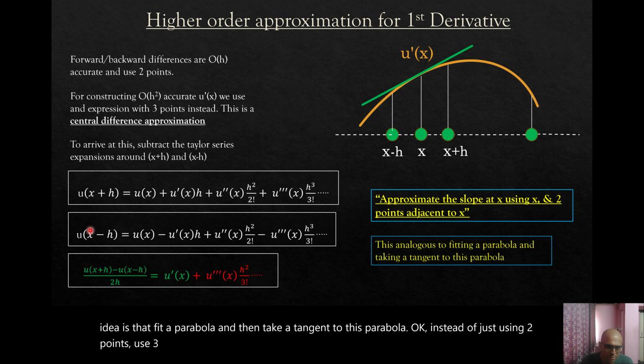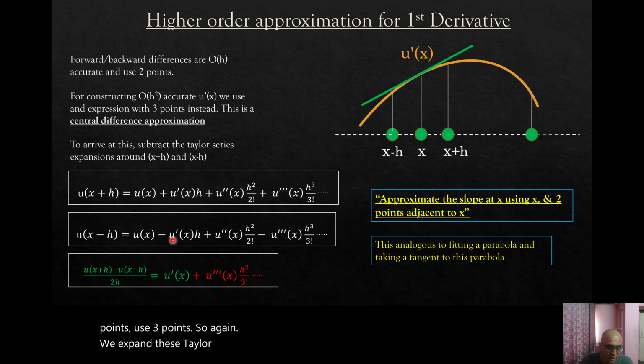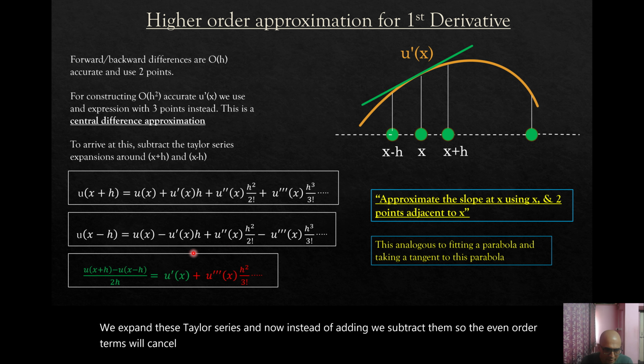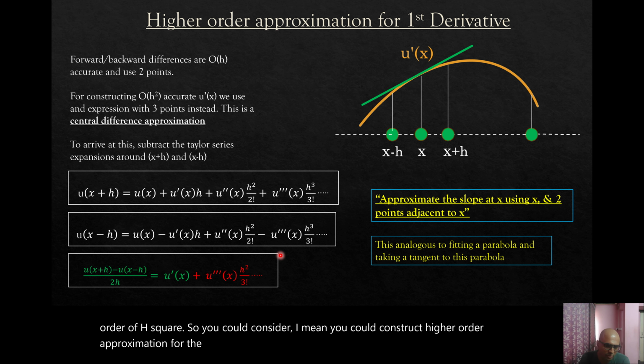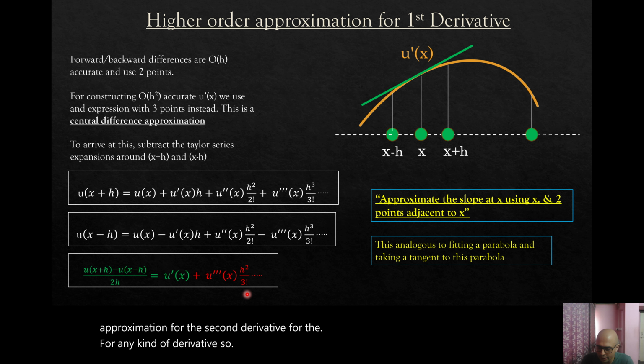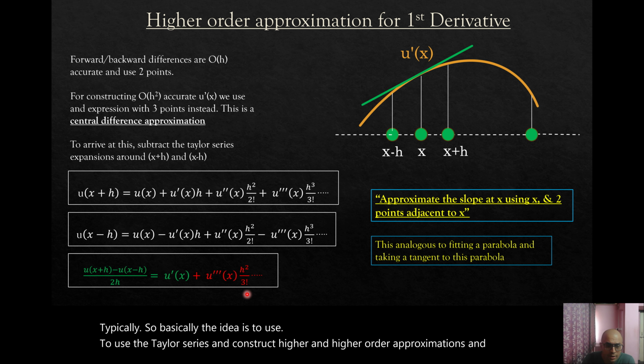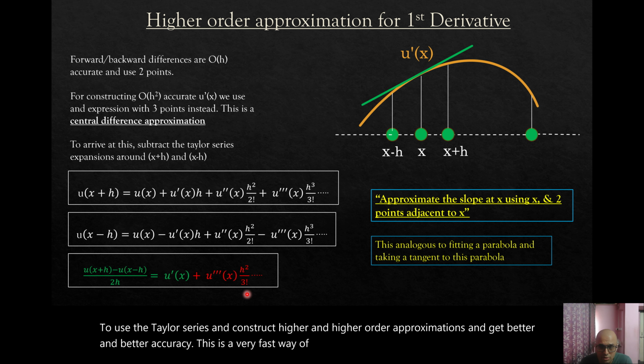So again we expand these Taylor series, and now instead of adding, we subtract them, so the even order terms will cancel out, and I can again get this kind of an expression which has an error which is order of h square. So you could construct higher order approximations for the second derivative, for any kind of derivative. Basically the idea is to use the Taylor series and construct higher and higher order approximations and get better and better accuracy. This is a very fast way of solving the differential equations.